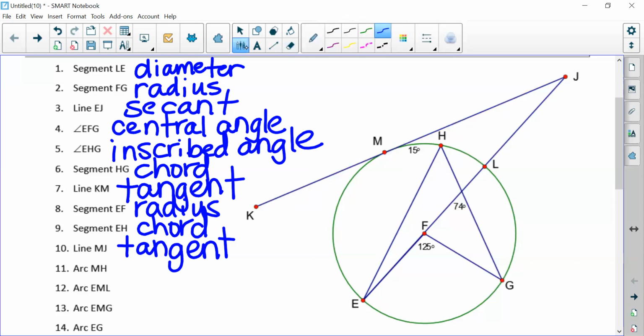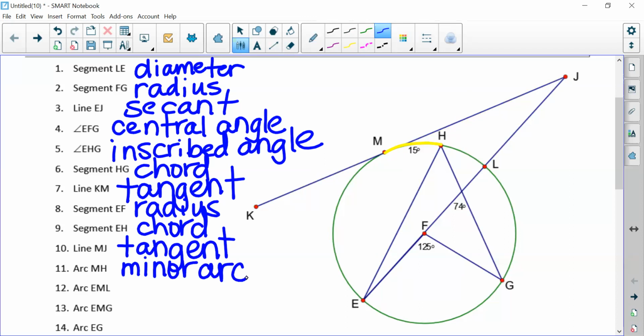All right, let's go to number 11 and look at arc MH, okay? There's arc MH, and we know it has a measure of 15 degrees. Since the measure of arc MH is less than 180 degrees, then we automatically know that arc MH is a minor arc.